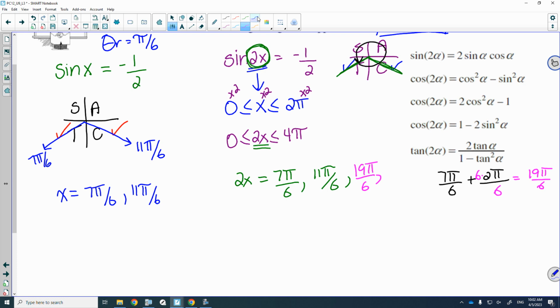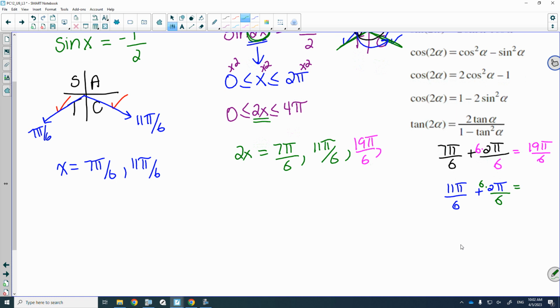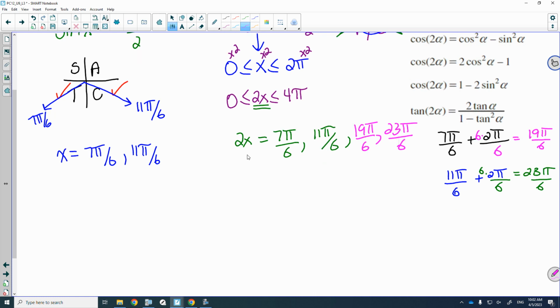And then I need to find what's coterminal with 11 pi over 6. So 11 pi over 6, what's coterminal with that? So put this guy over 6, multiply this by 6. So I've got 12 pi and 11 pi, which is going to be 23 pi over 6. Okay, so I doubled my domain, doubled my argument, doubled my number of solutions. That's what 2x is equal to.